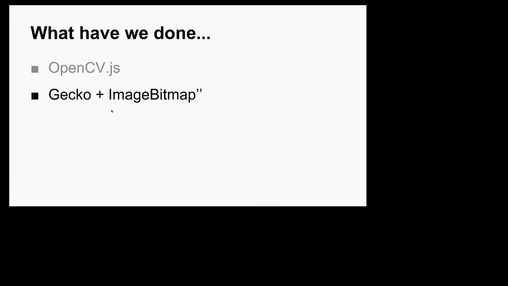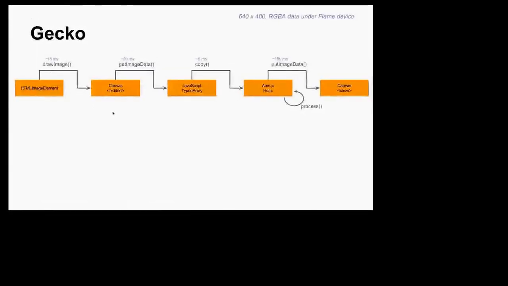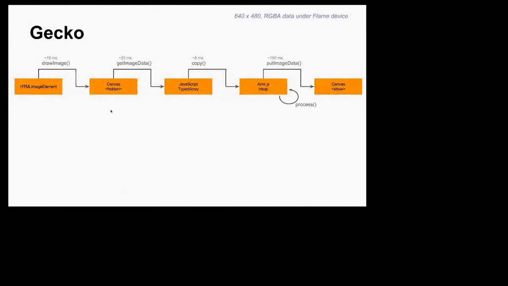So, any questions about OpenCV.js now? No. Okay. So let's go to next. I will introduce how we extend the Gecko with the ImageBitmap. So if you want to write a web image processing application, here is the skeleton of such kind of application. So first of all, you need an HTML image element as the container of your source image.